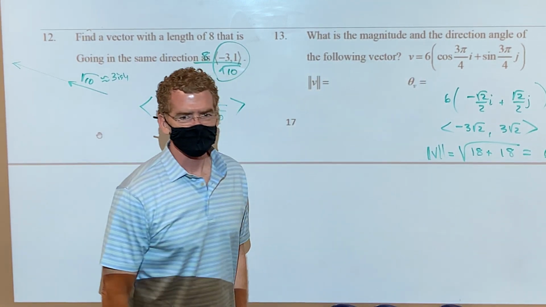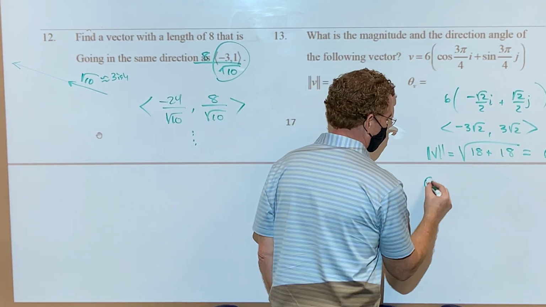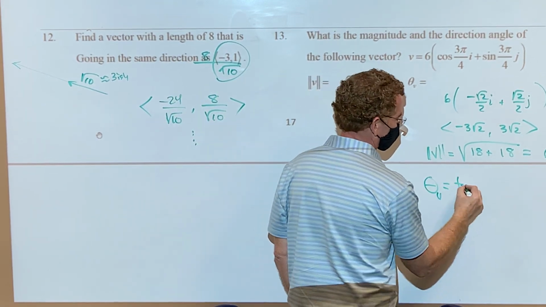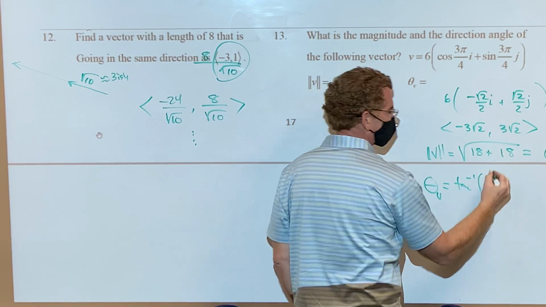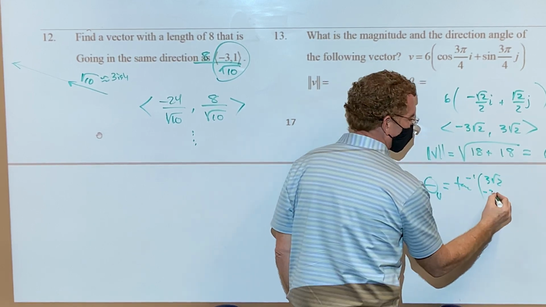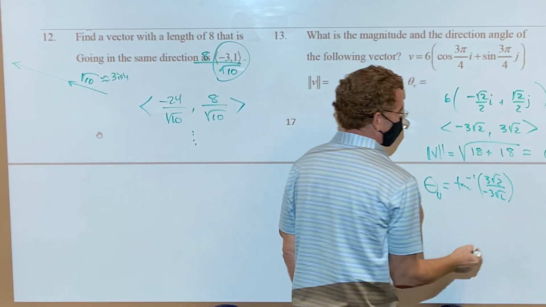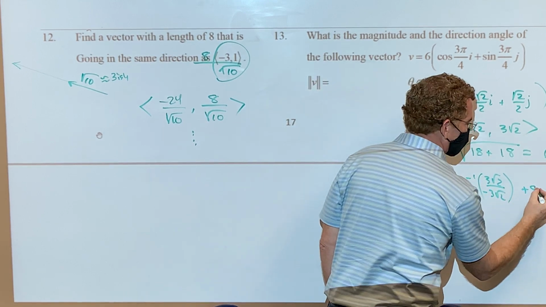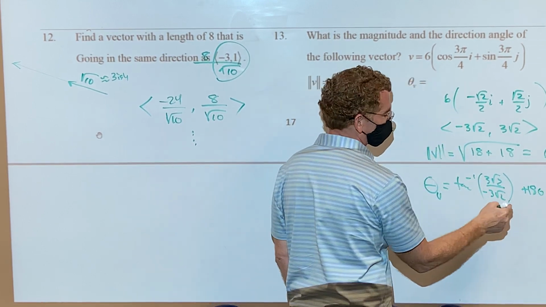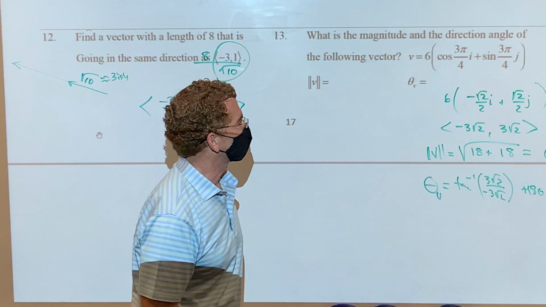Whew, got it. And then they come in here and they go, all right, direction angle. For my direction angle, I'm going to do inverse tangent. And they're going to put that, 3 root 2, over that, negative 3 root 2. And then they're going to go, oh, but that's negative. Don't forget to add 180. And they're going to go, what's the inverse tangent of negative 1? And what do?